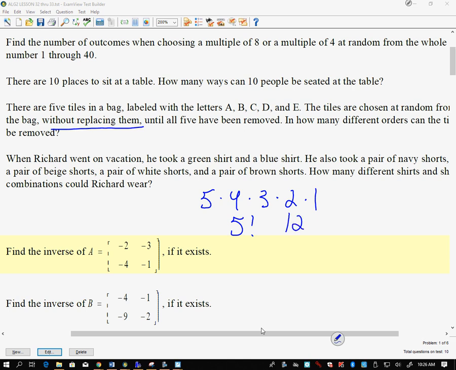120. Okay, because 5 times 4 is 20, 20 times 3 is 60, 60 times 2 is 120, 120 times 1 is 120. What's the answer at the bottom of the page? 120. So do we understand that?